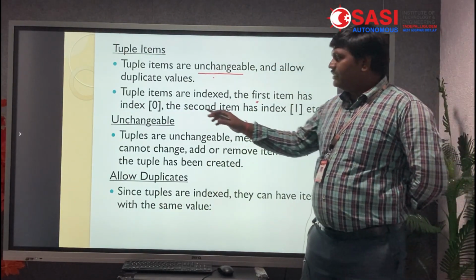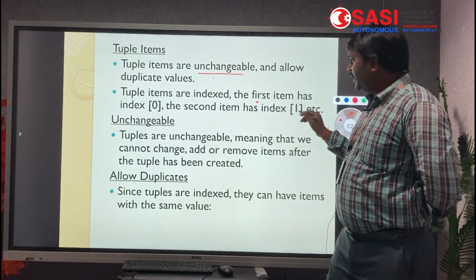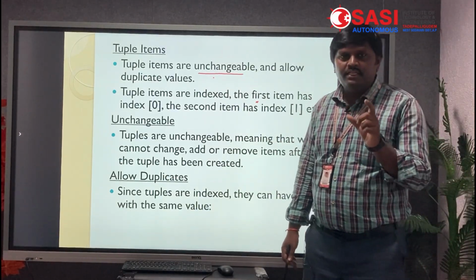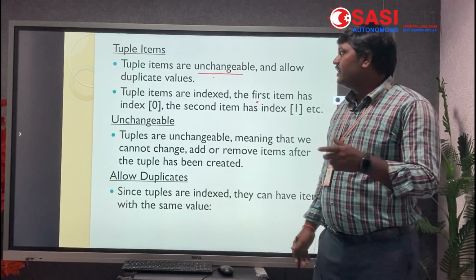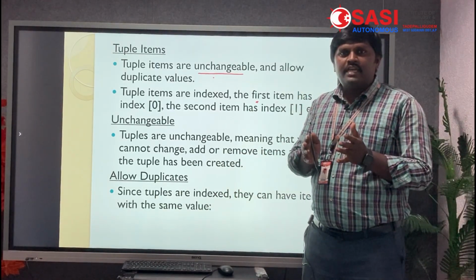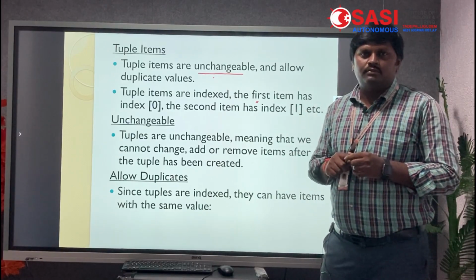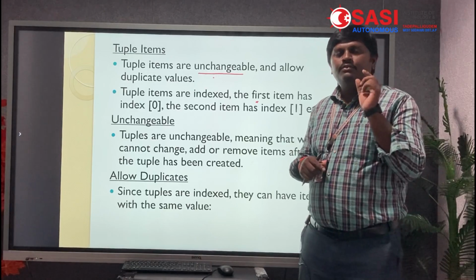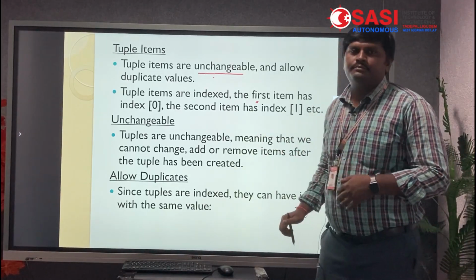The first item has index 0 and the second item index 1, etc. Based on index values you can access the tuple items. The index value starts from 0 onwards, similar to list items. The index value starts from 0 onwards.